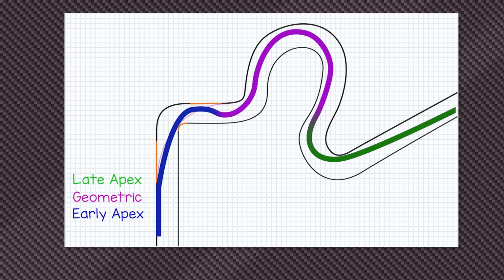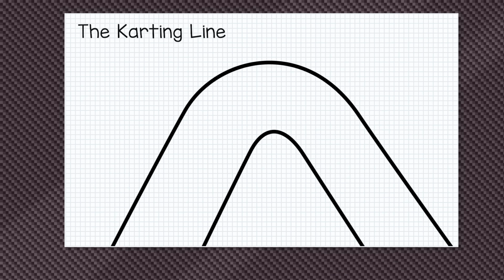Through a sequence, you might not want to exit an early corner as wide as possible. Instead, you may need to keep the pace steady and stay tucked in, ready for the next corner. All sequences are different, and working out which turns are the most important to carry speed through is part of a driver's skill. Now, you may have heard commentators talking about the karting line.